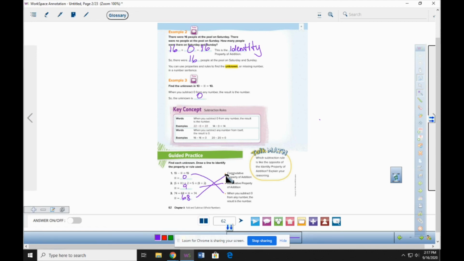Now, if you would like to do some more examples, you can do the independent practice. But otherwise, go to your homework and see what you can accomplish.